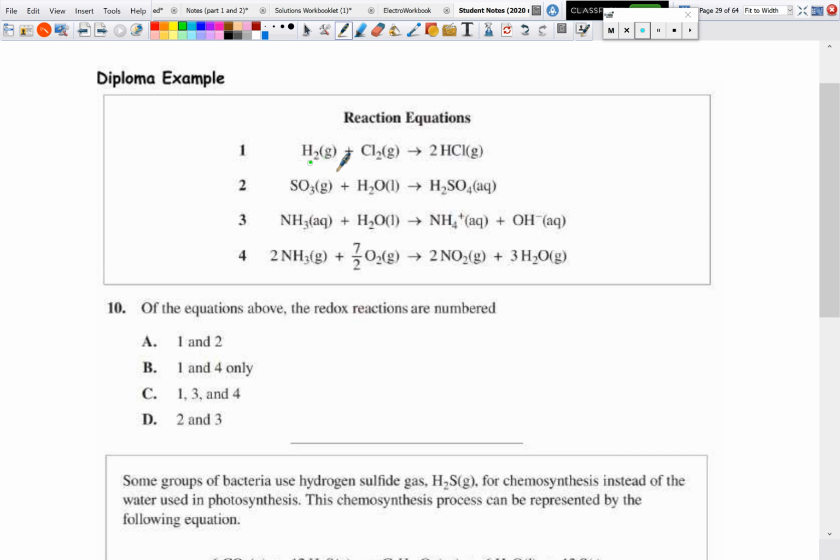You see elements right here, right? So 0 and 0, and hydrogen is +1, -1. So of course 1 is going to be a redox reaction, so we can kind of scratch out D. Now it's just a matter of figuring out which other ones are redox reactions or not. All right, and then of course your answer for this one right here, when you get going, you should get B.